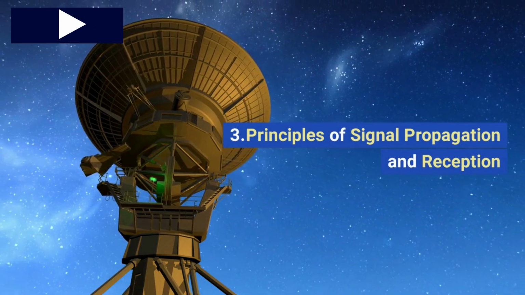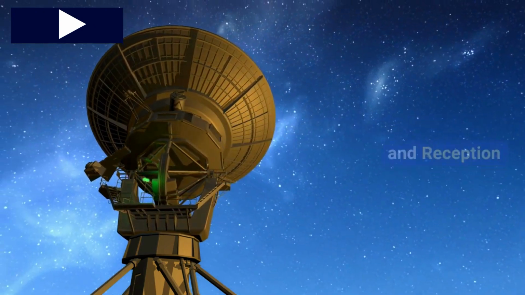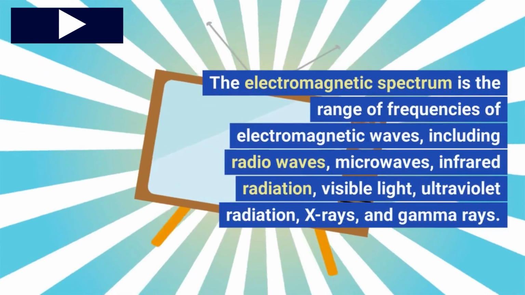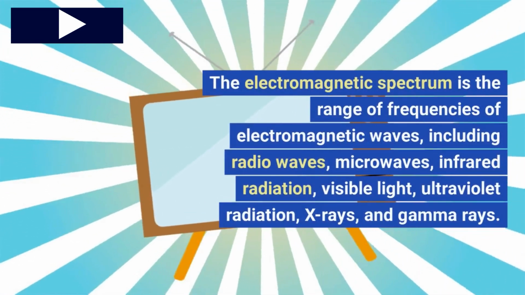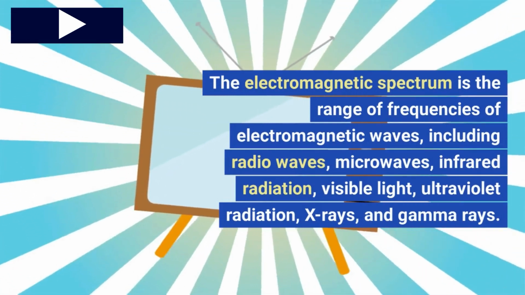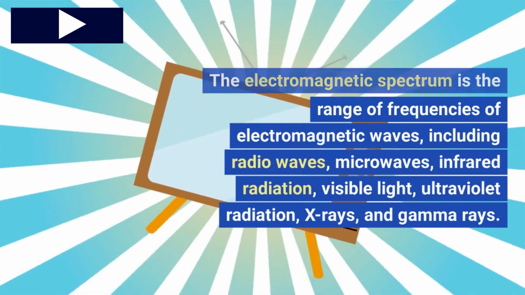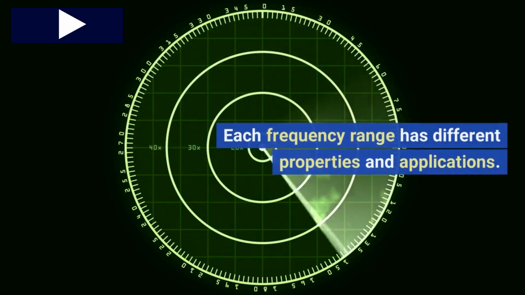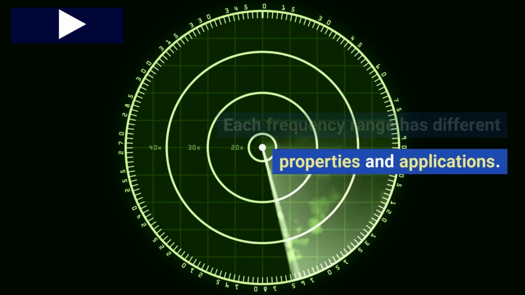3. Principles of signal propagation and reception. The electromagnetic spectrum. The electromagnetic spectrum is the range of frequencies of electromagnetic waves, including radio waves, microwaves, infrared radiation, visible light, ultraviolet radiation, X-rays, and gamma rays. Each frequency range has different properties and applications.